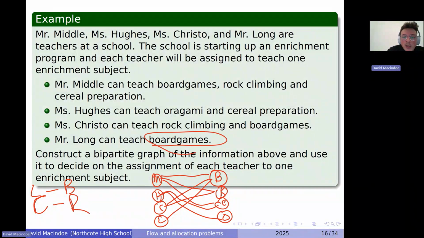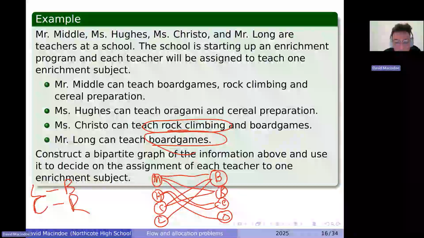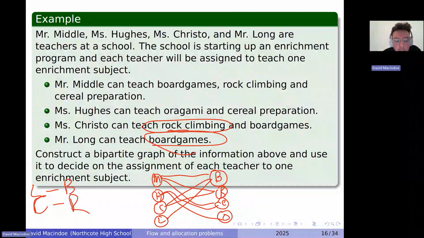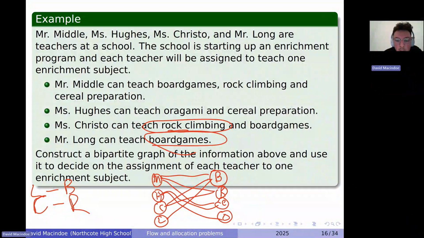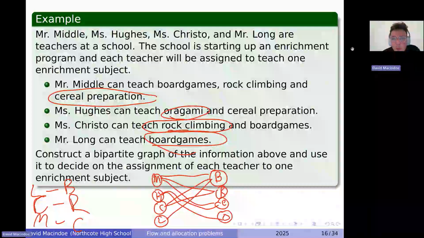We can do it here. So he's teaching that. And then, in fact, my apologies. For what we've got left, we've got Mr. Middle here. He could only do rock climbing, board games, or cereal preparation. So he gets cereal preparation because the other ones are taken. And then that leaves Ms. Hughes with origami. So maybe it's a bit easier to see with a better drawn one of these graphs.